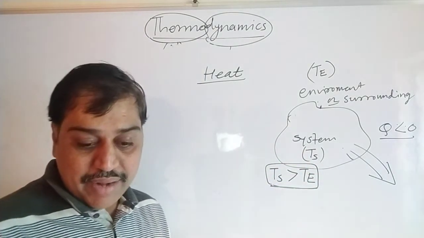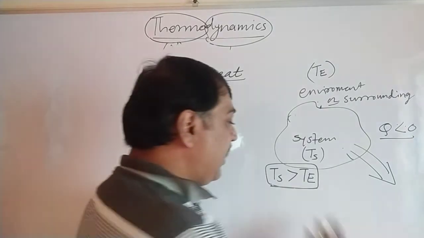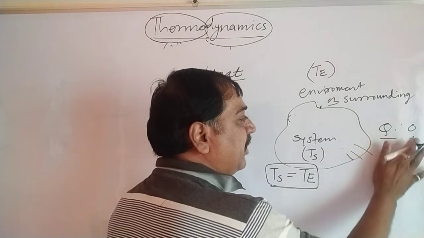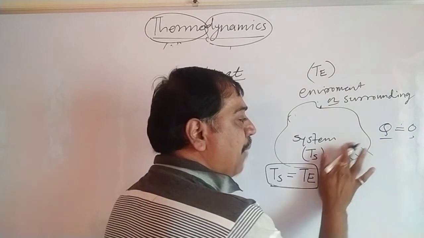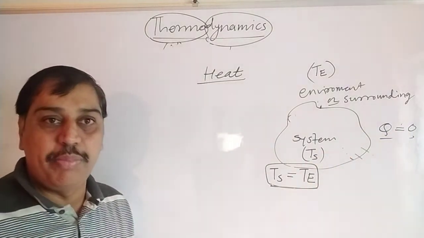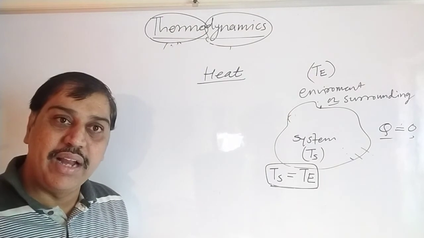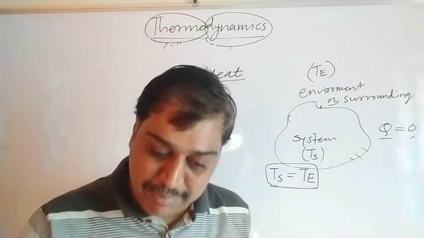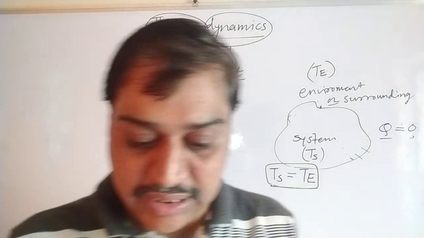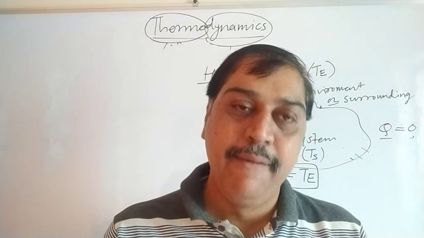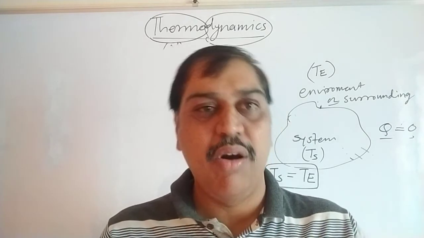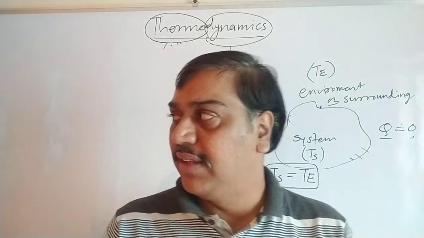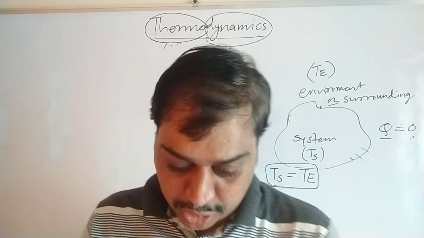Apart from this, the third case: when Ts is equal to Te, there is no emission of heat or absorption of heat. The system and environment are said to be in thermal equilibrium, because both of them have the same temperature. The same thing they have mentioned: how heat can be transferred from system to environment or environment to system, or there is no transfer of heat when thermal equilibrium is achieved.